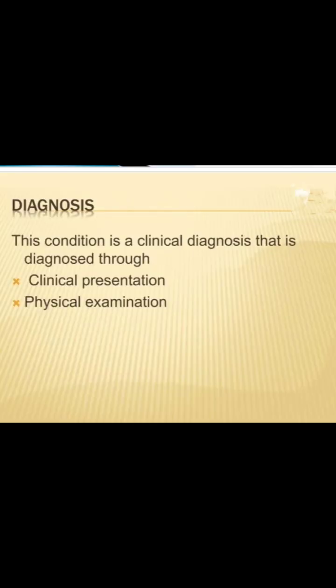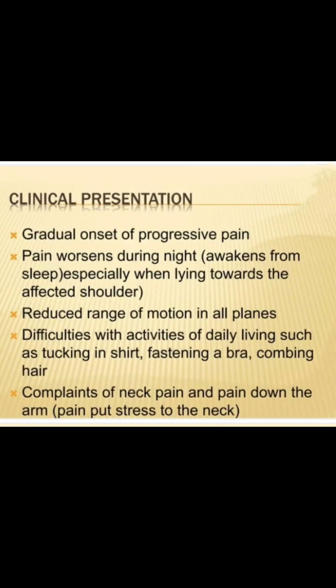Diagnosis. Diagnosis of frozen shoulder. The condition is a clinical diagnosis, made by clinical presentation and physical examination. Clinical presentation. Gradual onset of progressive pain. Pain worsens during the night and awakens the patient from sleep, especially when lying on the affected shoulder. Reduced range of motion in all planes. Difficulty with activities of daily living such as tucking in a shirt, fastening a bra, and combing hair. Complaints of neck pain and pain down the arm. Pain puts stress on the neck.